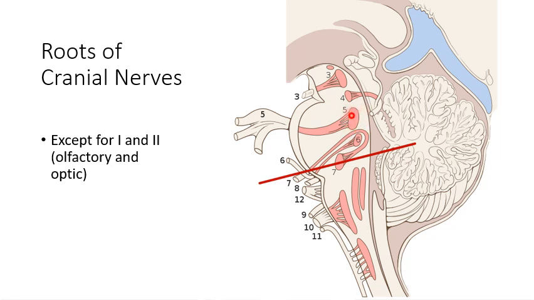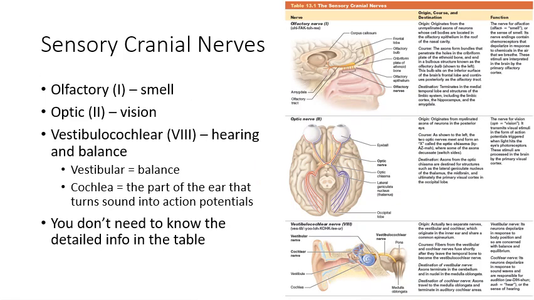Their cell bodies are all right here, and the axons for all those cells travel out of the brain in this particular cranial nerve. So the only cranial nerves that don't have their roots in the brainstem are nerves 1 and 2, which are the optic and olfactory nerves. And they have their roots kind of more forward in the brain.